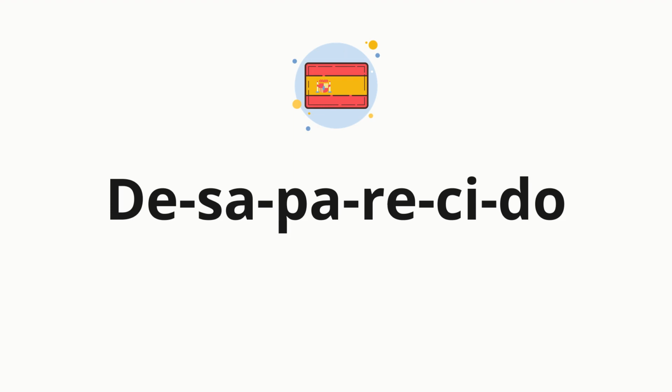Now let's split the word into syllables and then pronounce each syllable one by one. De. Sa. Pa. Re. Ci. Do.